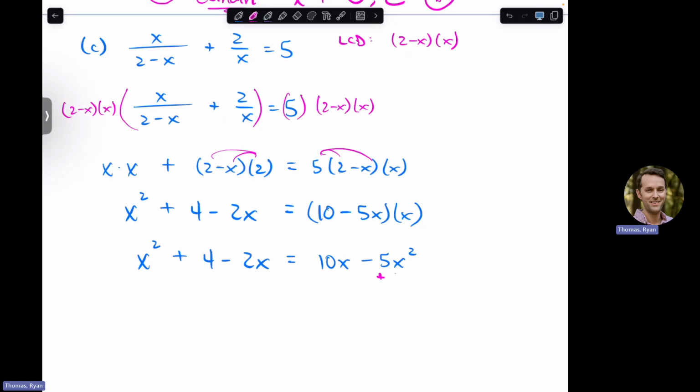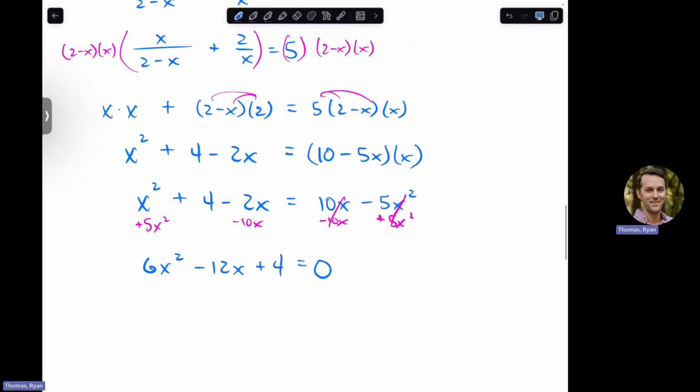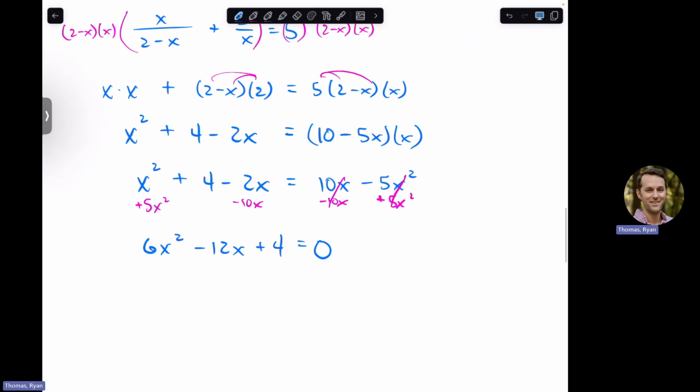So move everything to one side. 6x squared minus 12x plus 4 equals 0. And that, to me, looks like a place to use the quadratic formula. I don't think it's going to factor. No. Then even if it does.